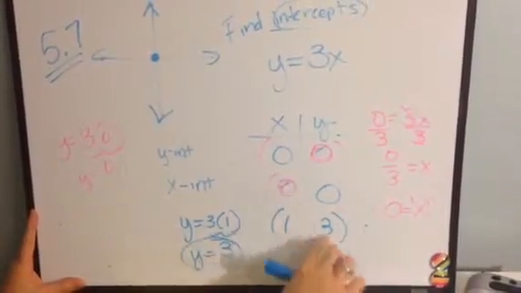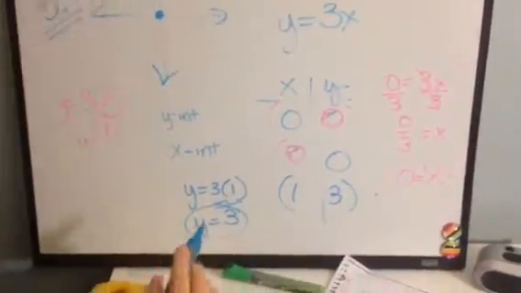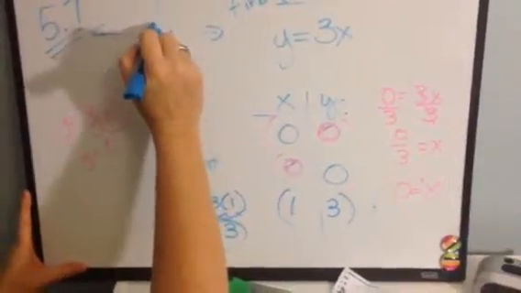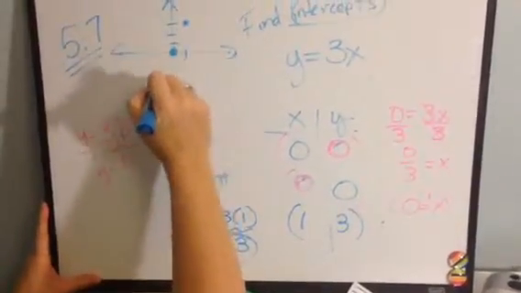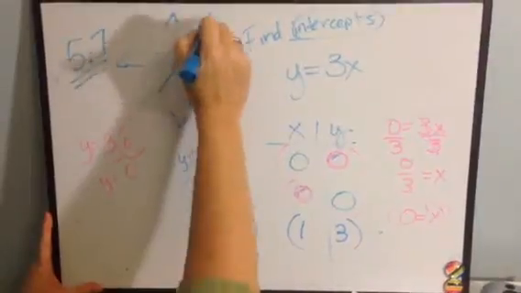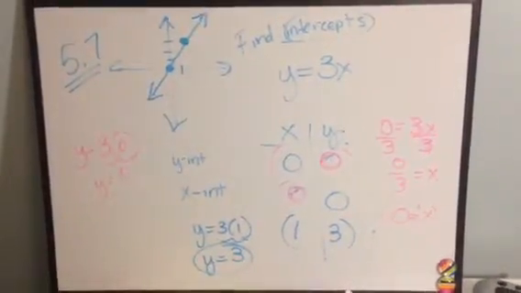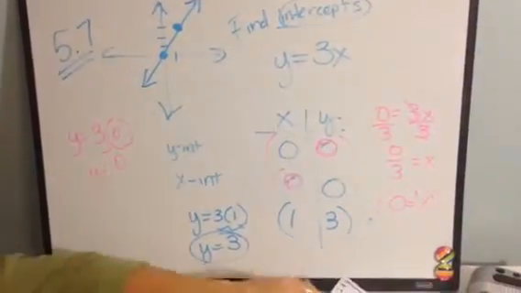So now I have a third point that allows me to graph. So the point 1, 2, 3, and whoops, I missed my point. And there is my graph of my linear equation. Okay.